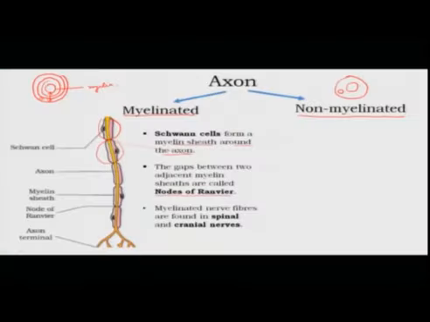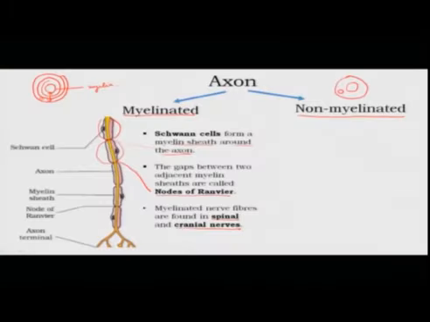So, the gap in between them is called the nodes of Ranvier. Okay. So, here is a node of Ranvier. Then the myelinated nerve fibers are found usually in spinal and cranial nerves. In the next part of this lecture, I am going to explain what spinal and cranial nerves are. So, for now you do not need to understand that. There are certain kinds of nerves in which these axons are found.